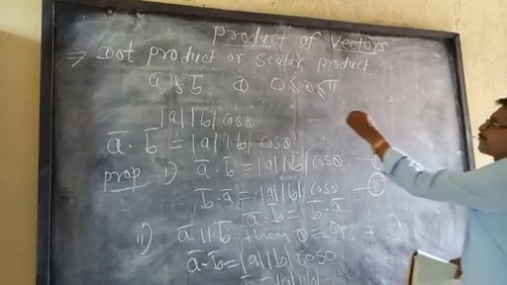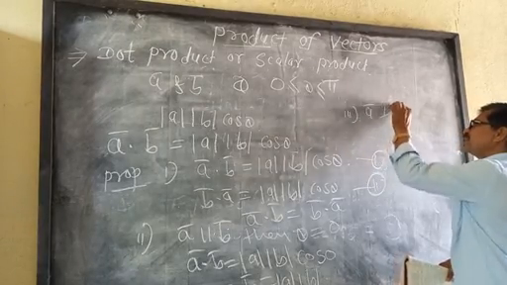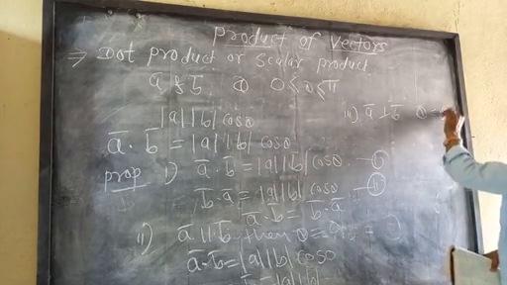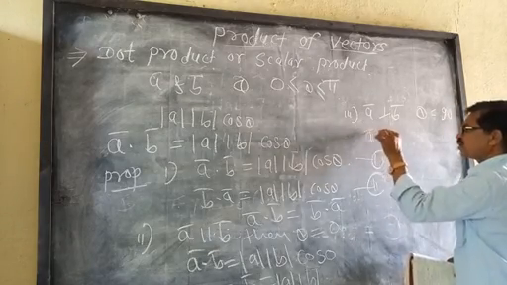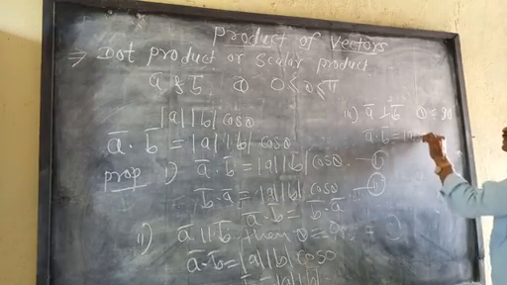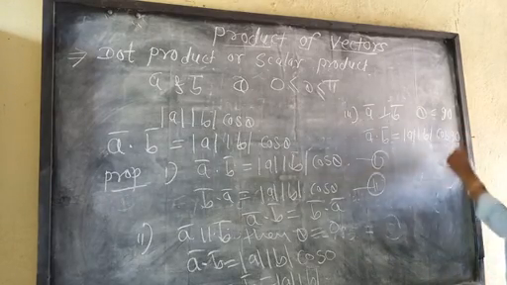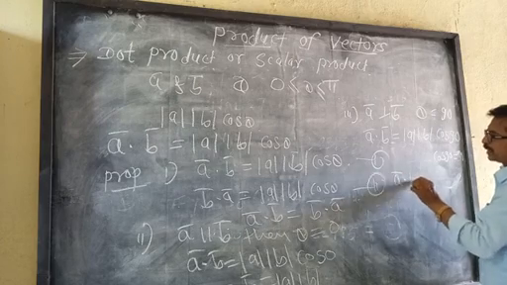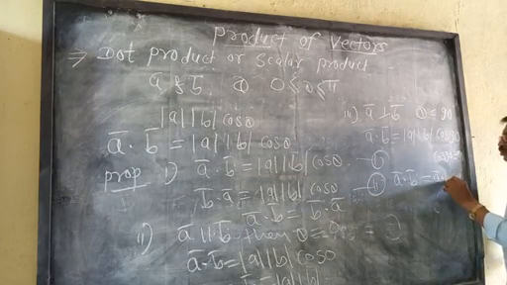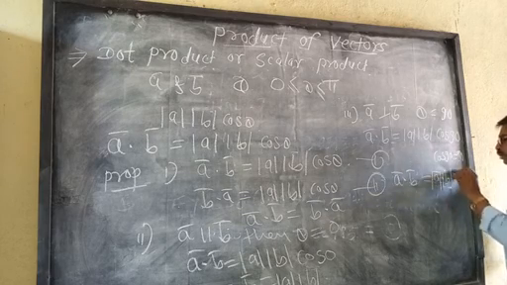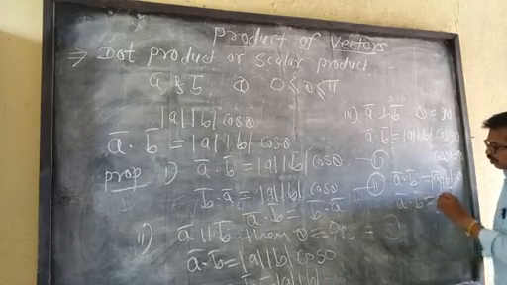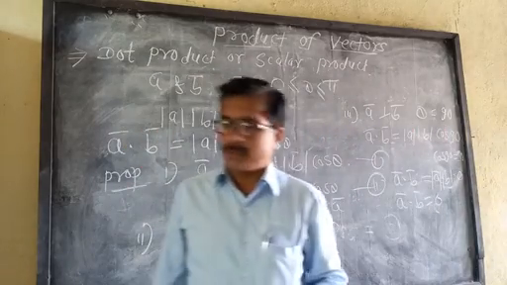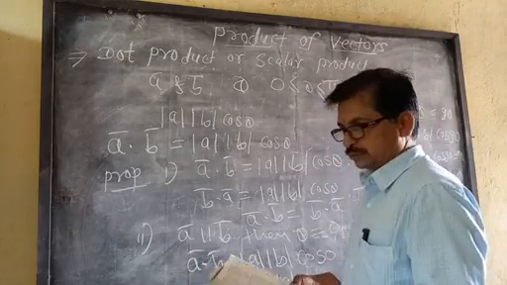Third property: if vector A is perpendicular to vector B, then theta is equal to 90 degrees. Therefore, vector A dot vector B is equal to magnitude of vector A into magnitude of vector B into cos 90 degrees. But cos 90 degrees is equal to 0. Therefore, vector A dot vector B is equal to magnitude of A into magnitude of B into 0, which is 0. Hence, if vector A and vector B are perpendicular to each other, then their dot product is 0.